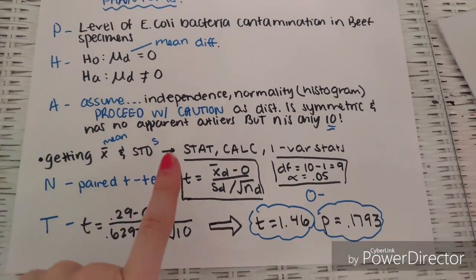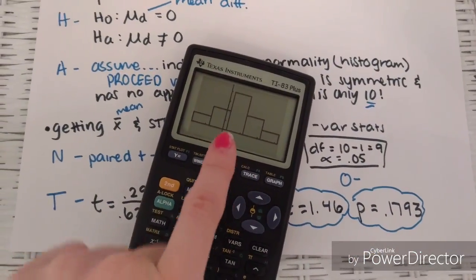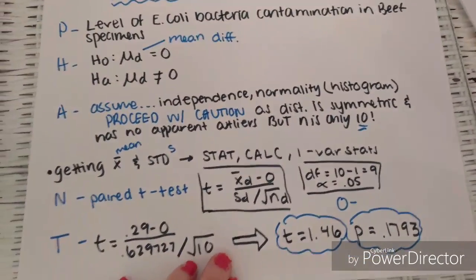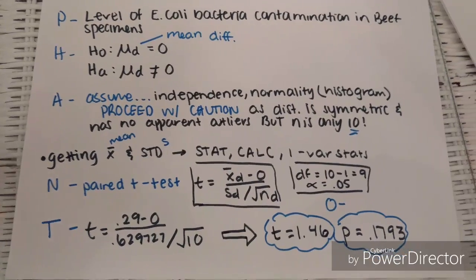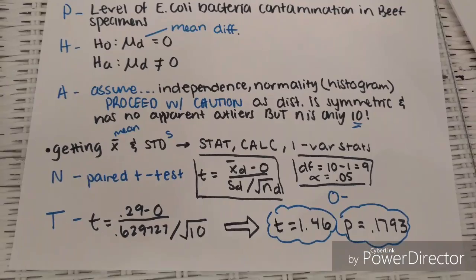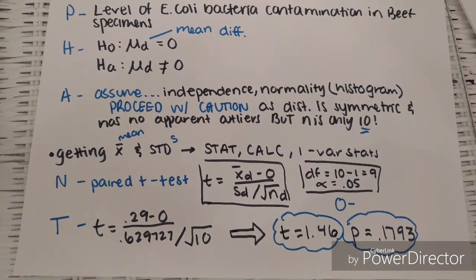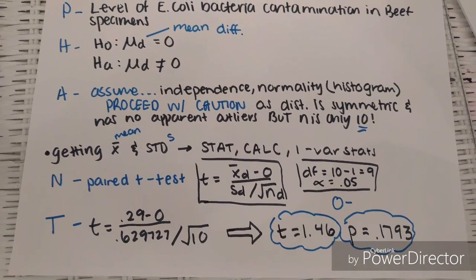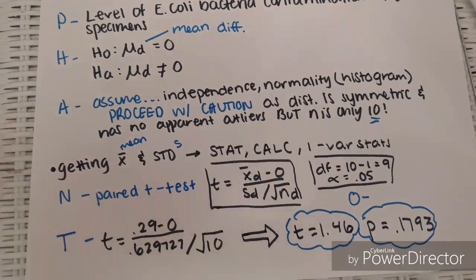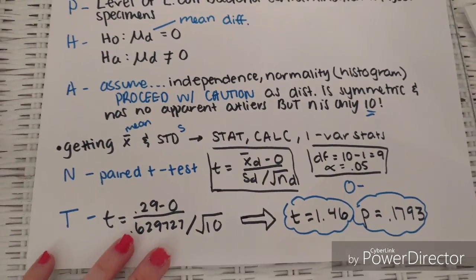Our assumptions: we'll assume independence and assume normality based off of the histogram we found here. We can see it's pretty symmetrical, pretty normal. You don't see any apparent outliers. But because n is only 10, it's not a large enough sample to proceed without caution. So we're going to proceed with caution because it's only 10.